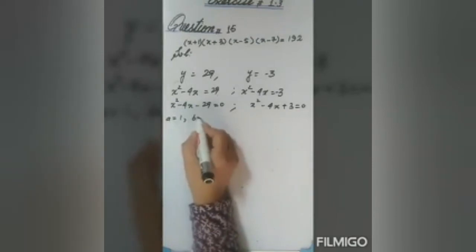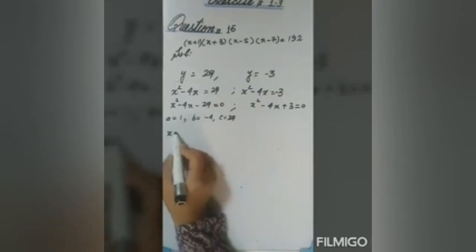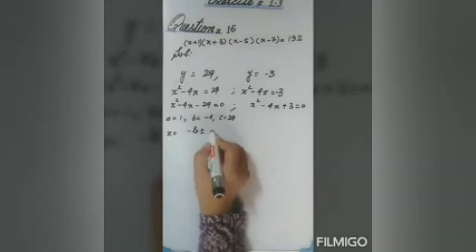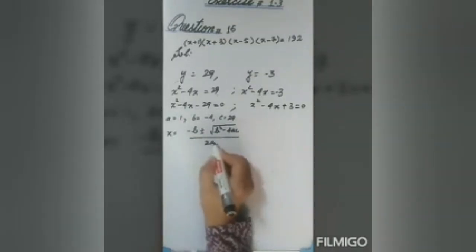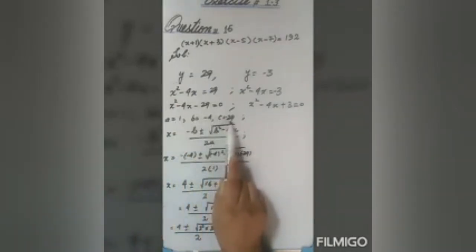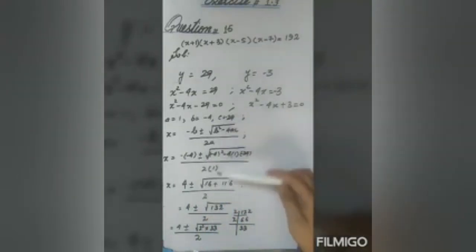Here a will be equal to 1, b will be equal to minus 4 and c will be equal to minus 29. The formula for x is x equals minus b plus minus under root b square minus 4ac over 2a. We will put it in the quadratic formula. After putting it in, finally we will get 4 plus minus under root 2 square multiplied by 33 over 2.